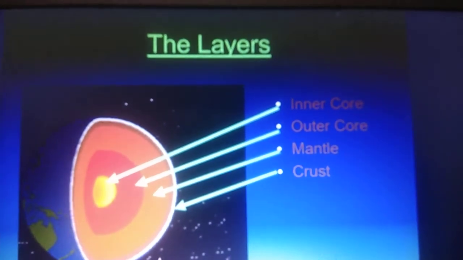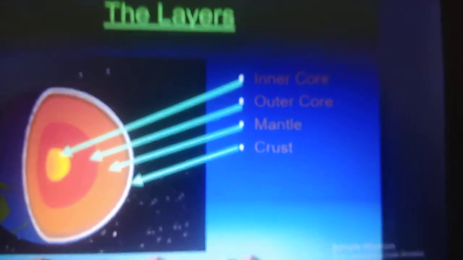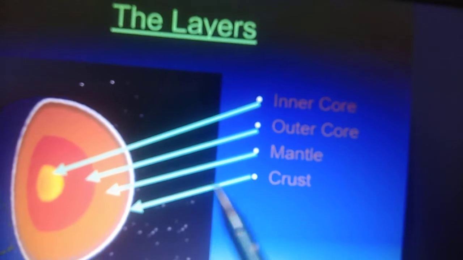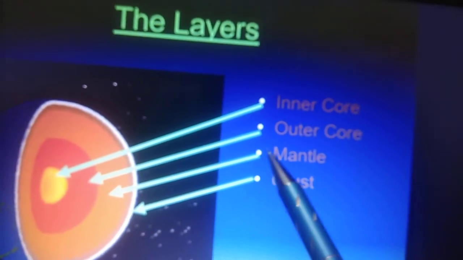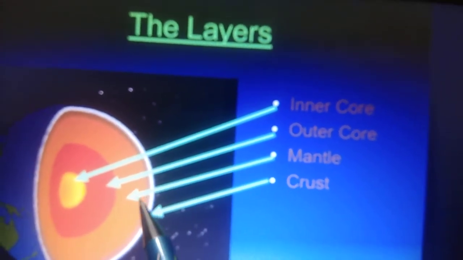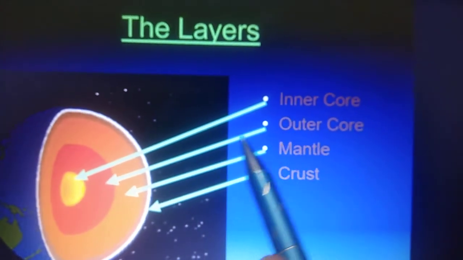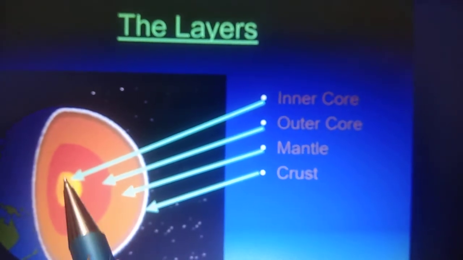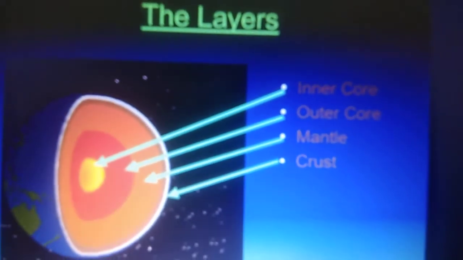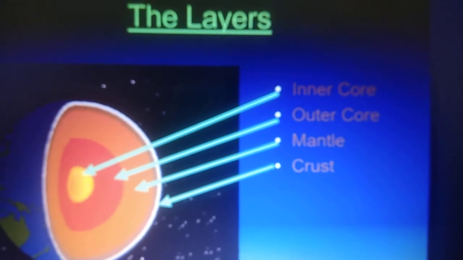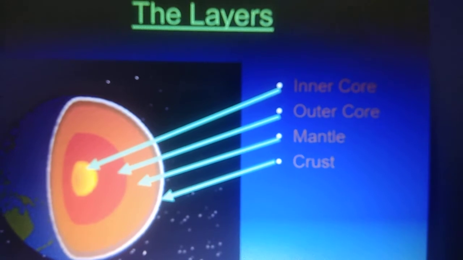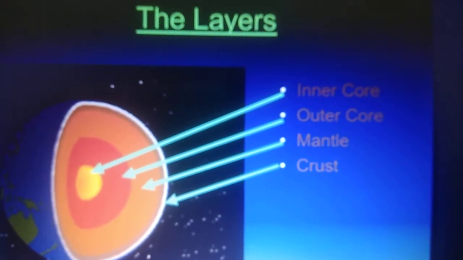Children, now let us look into the layers of the earth. You can see here clearly, yes, this part that you see, the outer part, is the crust, which is the hardest layer. Then underneath is the mantle. Then we have the outer core, which is the red part, and the inner core, which is the yellow part. So these are basically the layers of the earth, which we will learn in detail. This is a cross section of the earth that I have shown you.